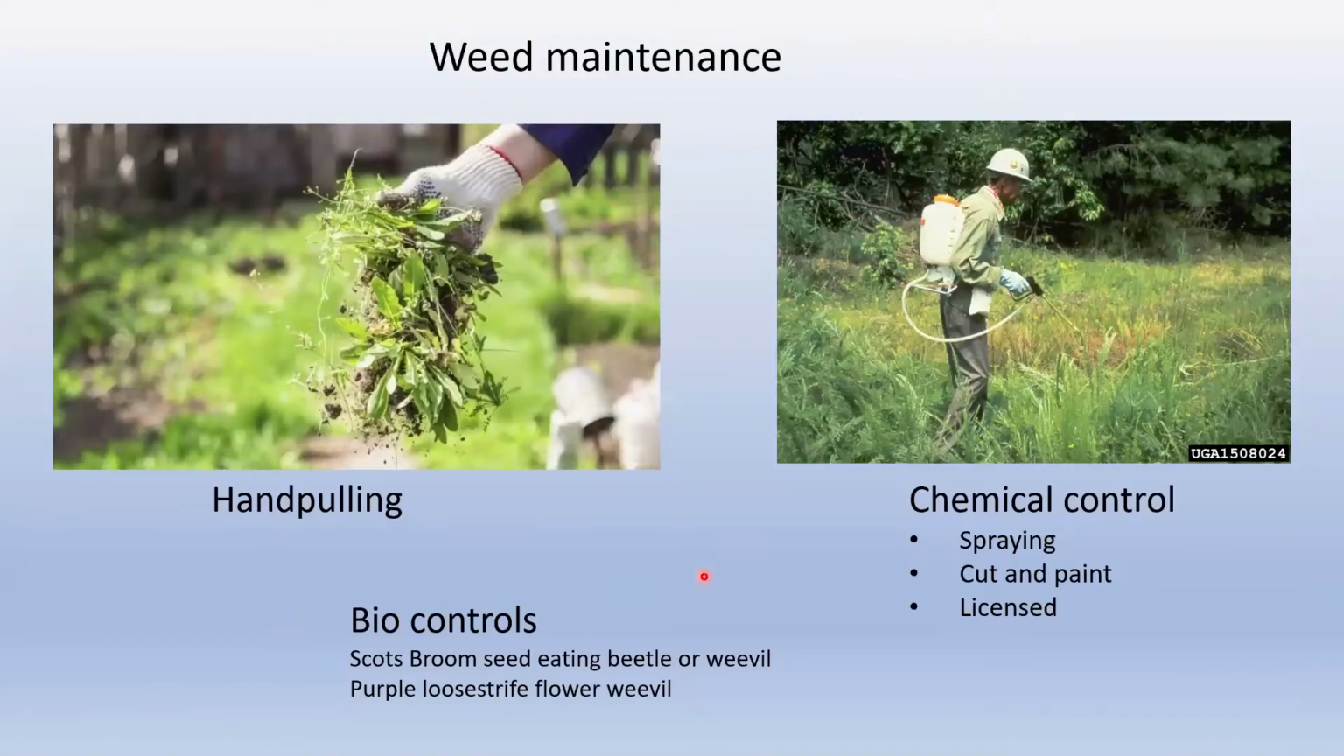So just to go over some of the control options, hand pulling, I feel like that's pretty self-explanatory. It can be really laborious. Biocontrols, and then chemical controls, spraying, cut and paint. If you're going to have someone come and do chemical control, make sure they're licensed. They have to, by law, comply with the Clean Water Act and report any herbicide that they use if they're near water. And yeah, it's just good to make sure they're licensed.